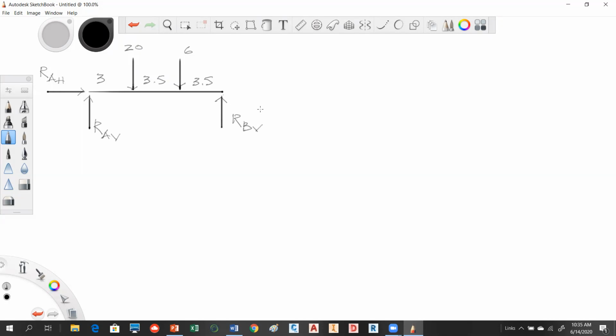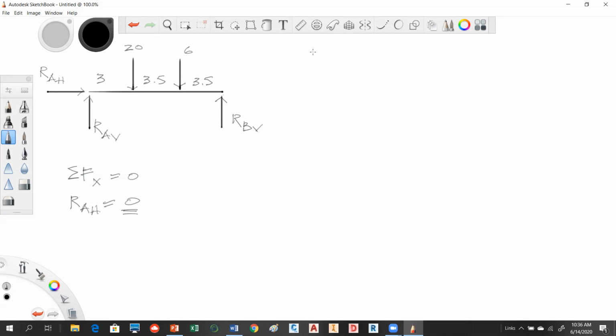So what we're after, this is a parallel problem. We're going to solve the three unknowns. Since it's a parallel problem, we have to use sum of forces in x, sum of forces in y, and sum of moments. So I'm going to start out with sum of forces in x. Summation of forces in x by equilibrium has to equal 0. So what that tells me is that RAH is 0. There's no resisting load in any direction.